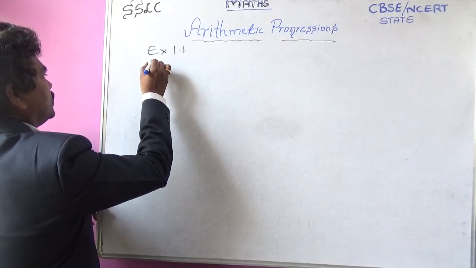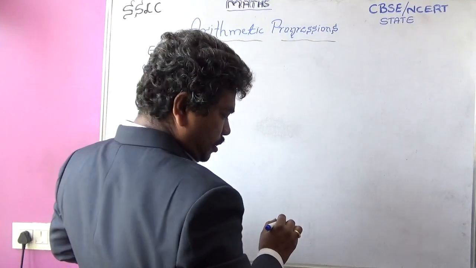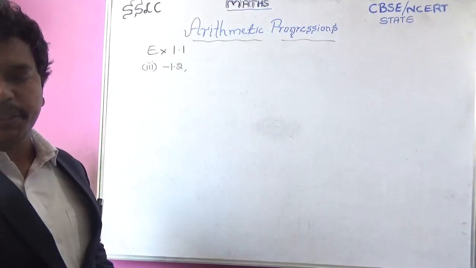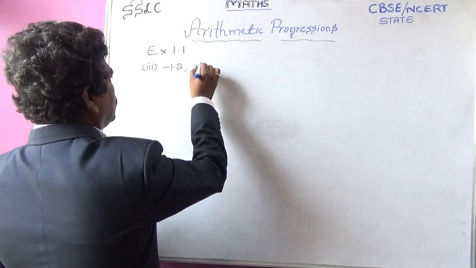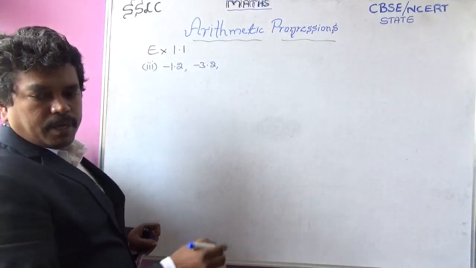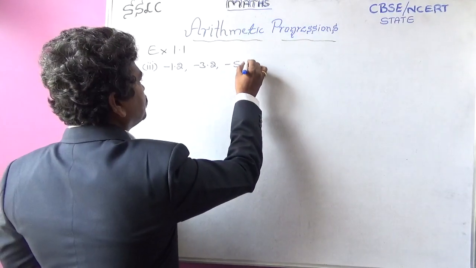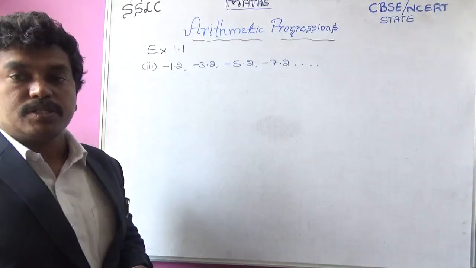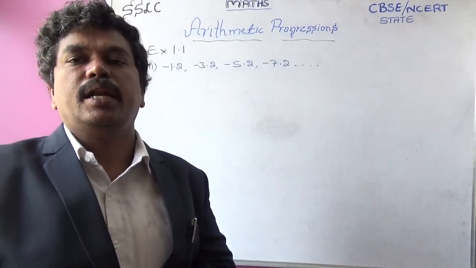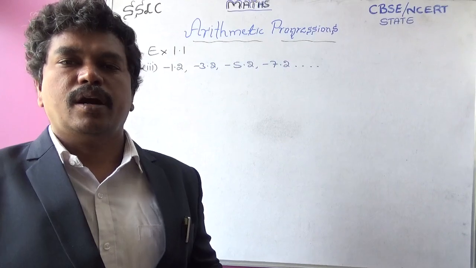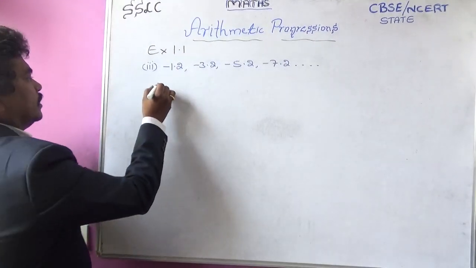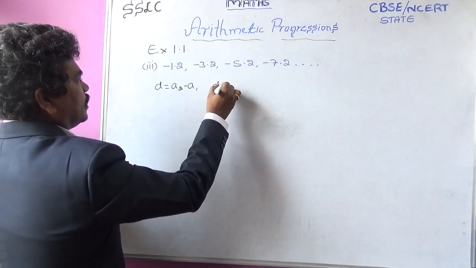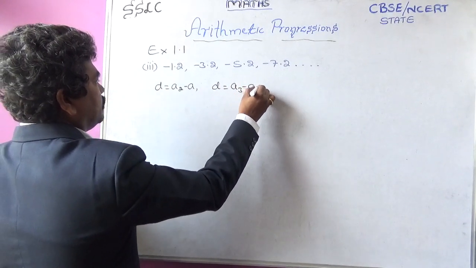The 3rd problem is 1, minus 1.2, minus 3.2, minus 5.2, minus 7.2, and so on. First we have to verify whether this is an AP or not. For verifying an AP, you have to find the value of D. D is equal to A2 minus A1, and also D is equal to A3 minus A2.